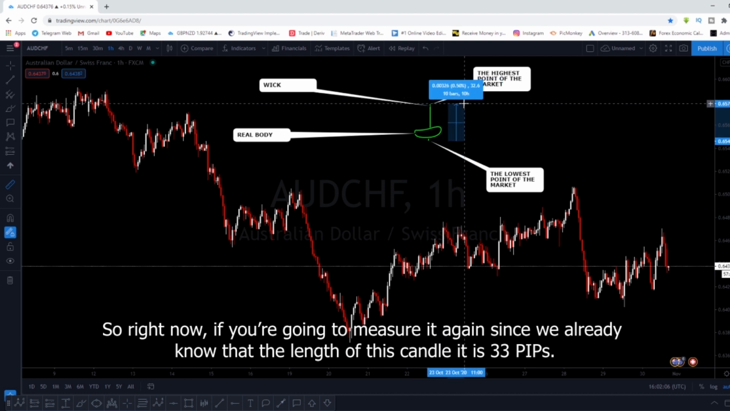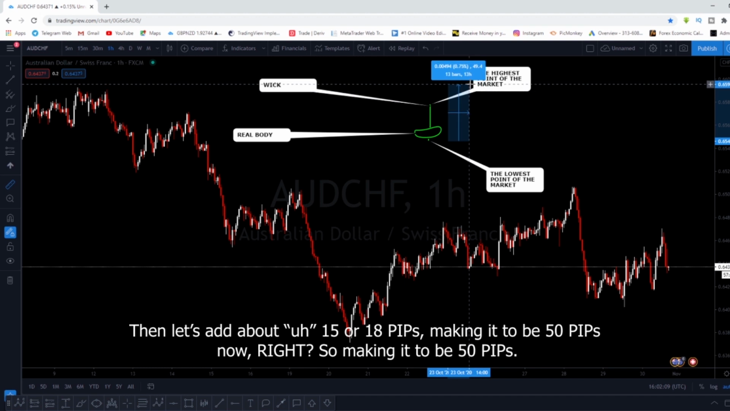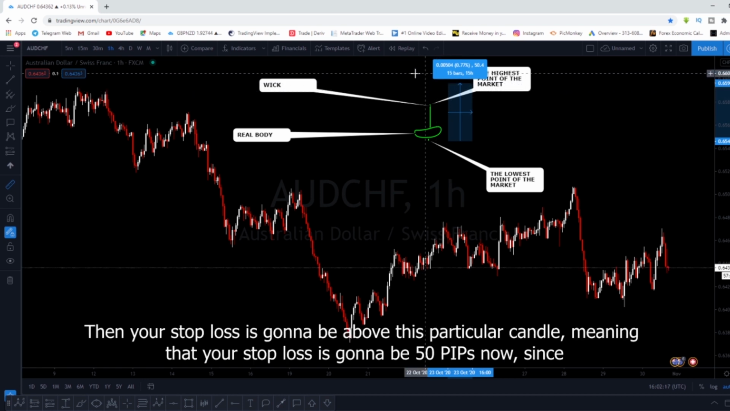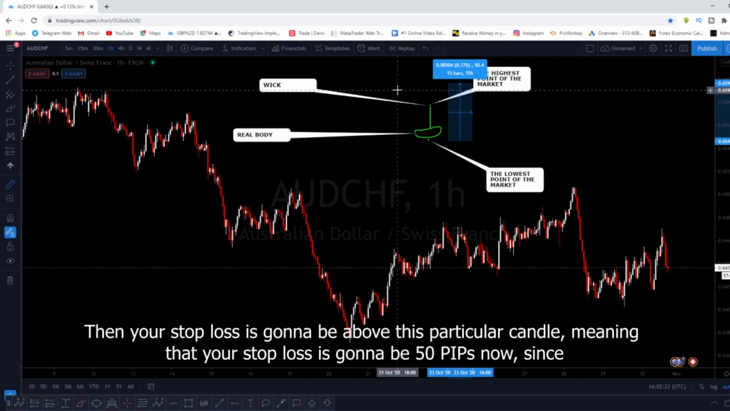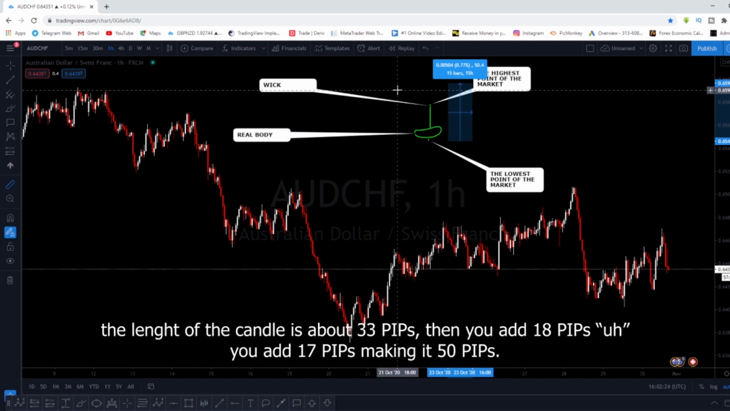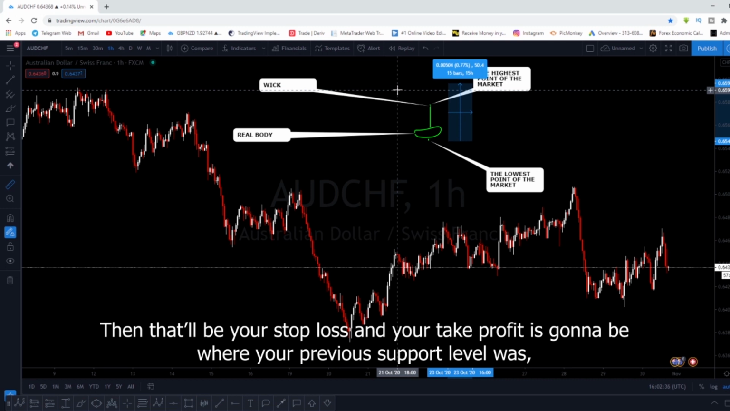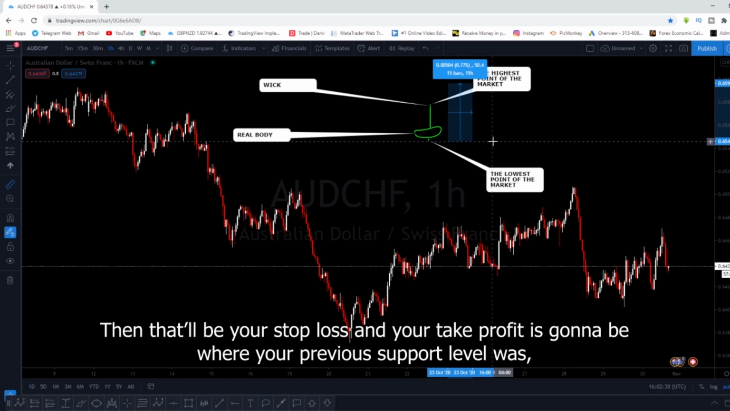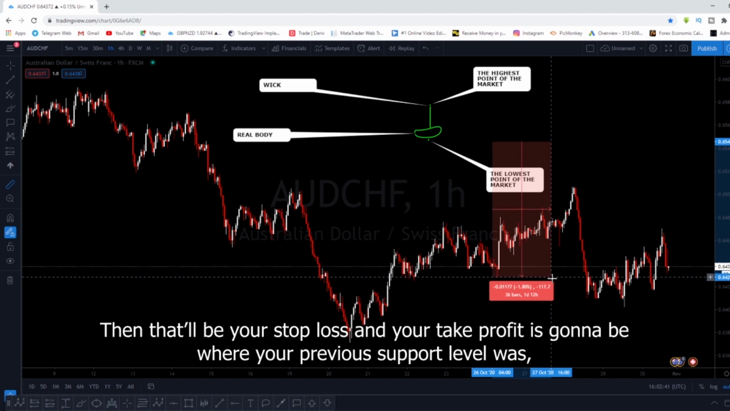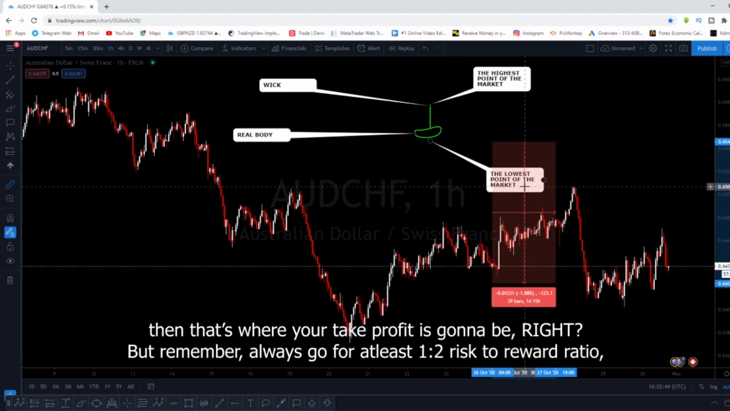So right now, if you are going to measure it again, since we already know that the length of this candle is 33 pips, then let's add about 15 or 18 pips, making it 50 pips now, right? Then your stop loss is going to be above this particular candle, meaning your stop loss is going to be 50 pips. Since the length of the candle is about 33 pips, then you add 17 or 18 pips, making it 50 pips, then that will be your stop loss, and your take profit is going to be where your previous support level was. That's where your take profit is going to be, right?